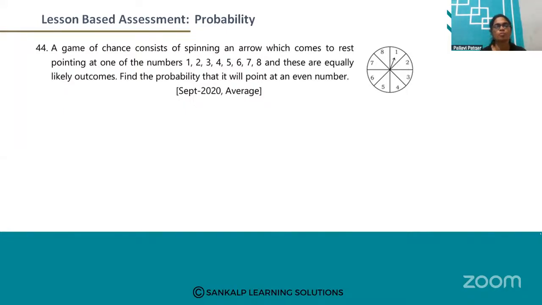So the total number of possible outcomes, n of S, is 8. Here the even numbers are 2, 4, 6, 8. Therefore the number of favorable outcomes is 4. So the probability of getting an even number is 4 divided by 8, which is equal to 1/2. So the probability of getting an even number is 1/2.